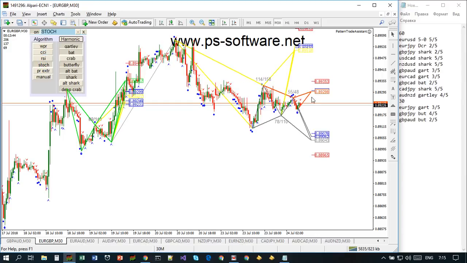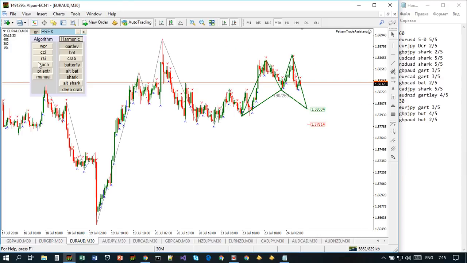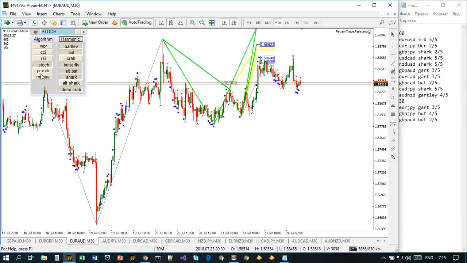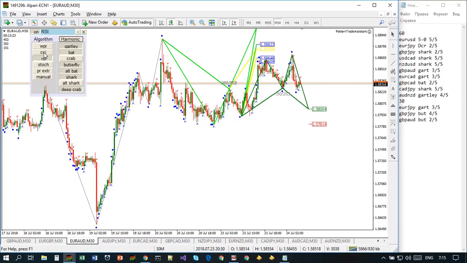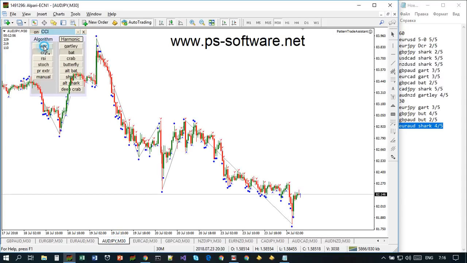Simply okay, a different picture on stochastic. Majority of them say that we have a crab and a butterfly, but they are very far from completion. I won't even add them to my list. Okay, the potential shark pattern on Euro Aussie 30 minute. Stochastic, nothing. RSI, yes. Commodity channel index, yes. And the WPR index, yes. Well, it is a shark pattern on Euro Aussie, and it is 4 of 5. Okay, this may be the one that I will trade today. Maybe. I didn't yet make up my mind.